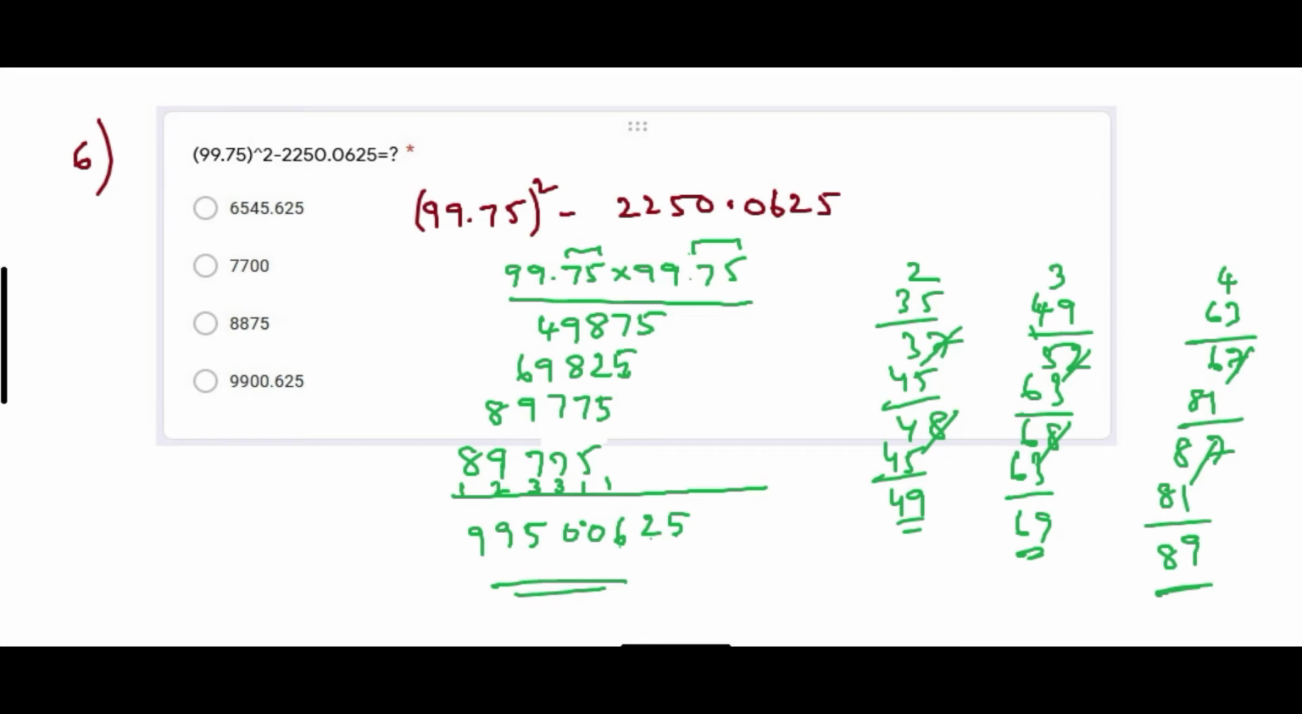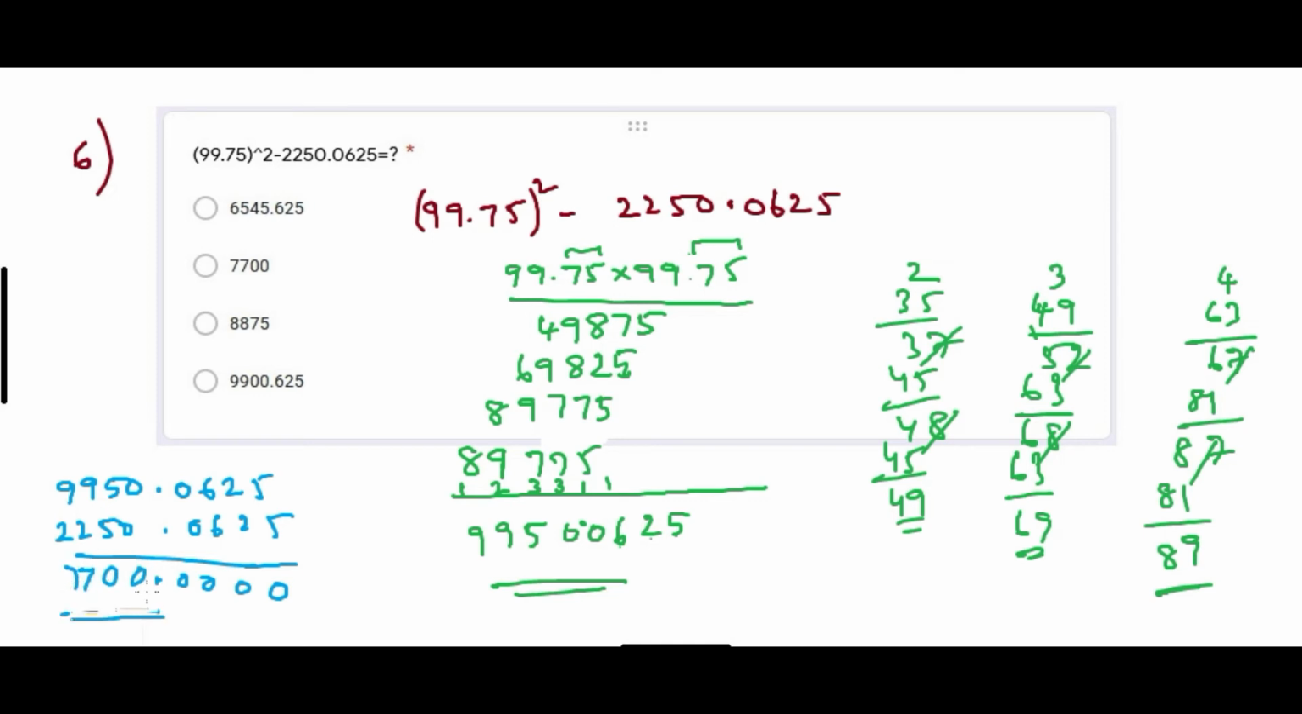Now it's very simple. Place one below the other, so that you can get the answer very easily. 9950.0625 minus 2250.0625. So it will be 7,700. So this is the answer. Okay, very simple. A little patience should be there, that's all. Let's move on to the next question.